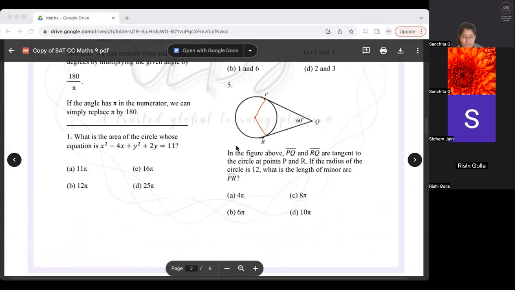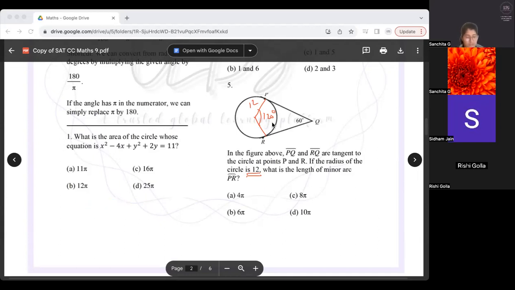Let's see. We're going to solve this question. Remember that these two particular angles will add up to 180, right? We've covered this theory. So this is 120 degrees, clear? And my radius is 12. What is the length of the minor arc PR? So PR becomes what? I need to convert this degree into radians. 120 is what?